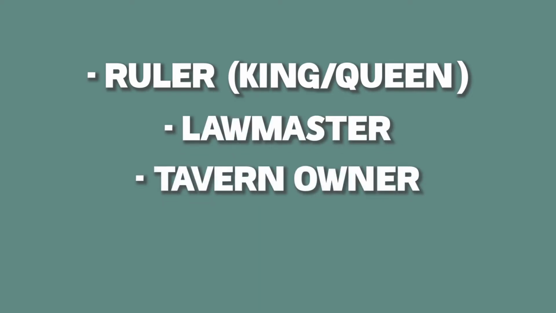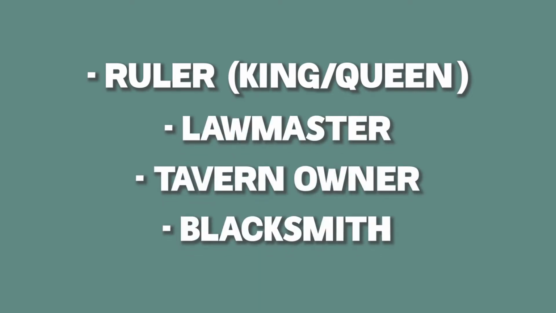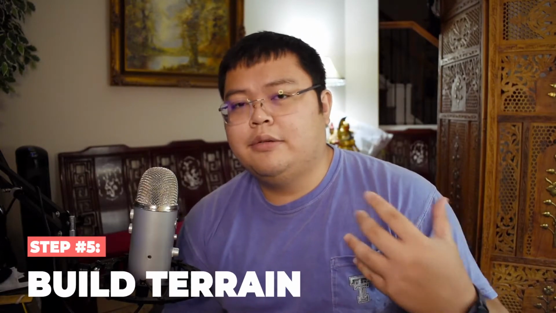For instance, if I was doing a city, there would definitely be a king, there would be a lawmaster, a tavern owner, and there is definitely a blacksmith. From there, you can branch out to more and more occupations. Possibilities are completely endless. Now you want to focus on creating the terrain.